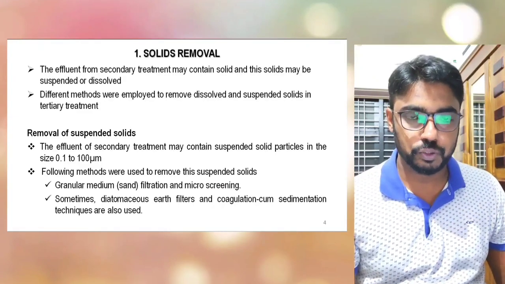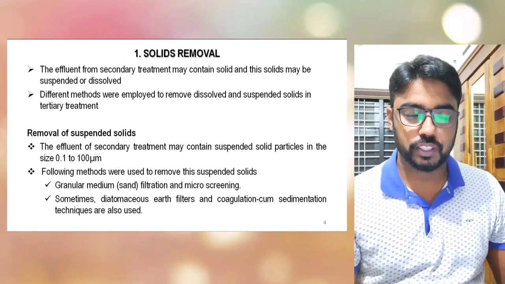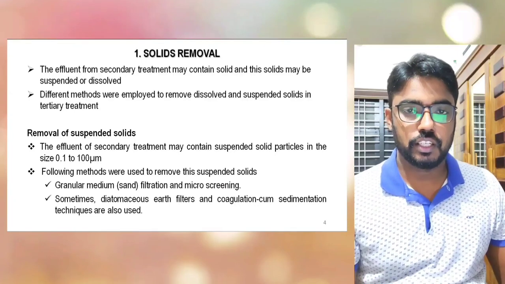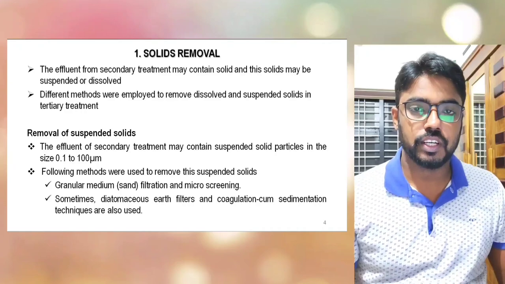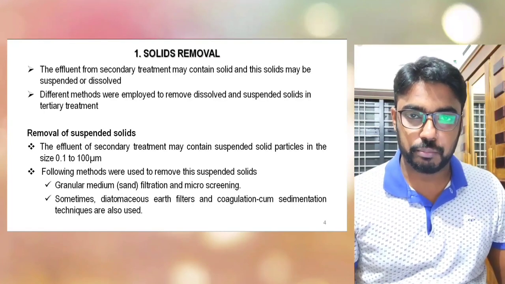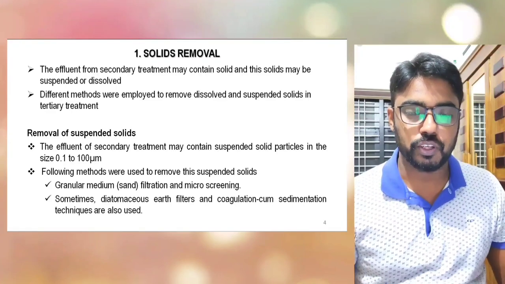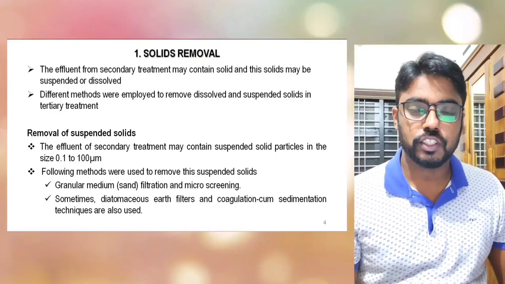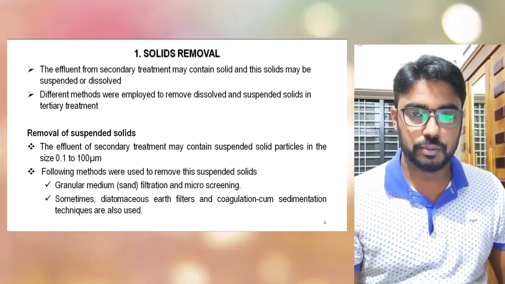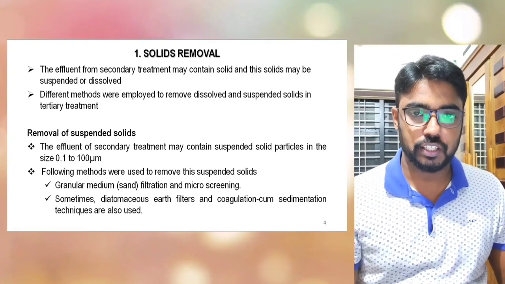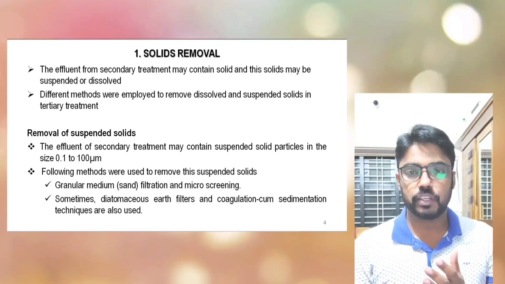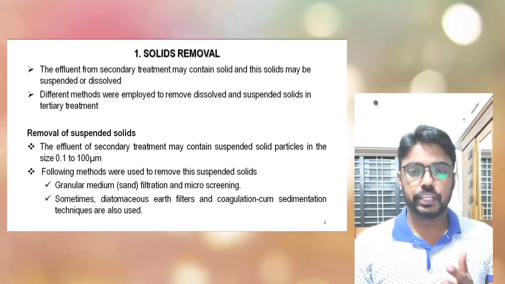First, we can see the removal of suspended solids. The effluent of secondary treatment of wastewater contains suspended solids with a size of 0.1 micrometer to 100 micrometer. To remove these suspended solids, we can use the granular filtration method. In that, we are using sand for the filtration, and we can also use micro-screening methods for the removal of suspended solids present in the wastewater. And sometimes we can use diatomaceous earth filters to remove these suspended solids present in the secondary effluent. Sometimes the coagulation cum sedimentation technique is also employed to remove the suspended solids present in the effluent of secondary treatment of wastewater.